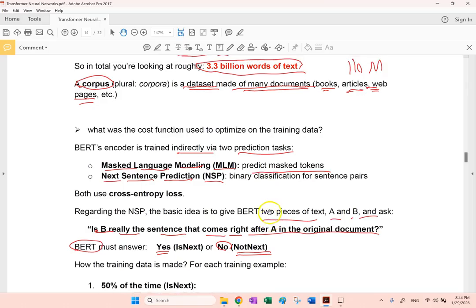Now, what kind of cost function was used? Because you are comparing something against something, the answer was cross entropy loss function. Okay, when you are looking at a distribution of answers for a missing token and the actual ones, and you want to compare these two, cross entropy loss function is the best cost function to use, and this is what was used.